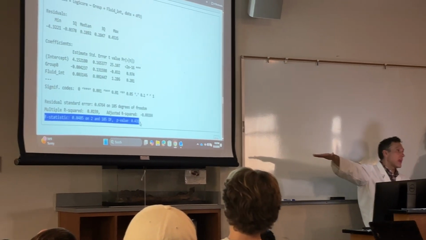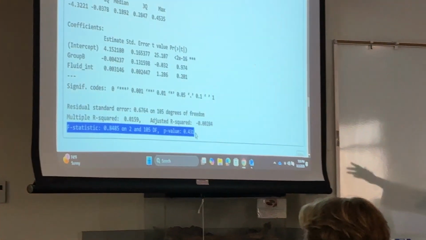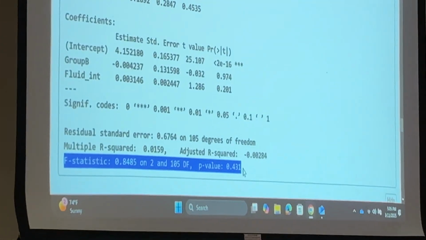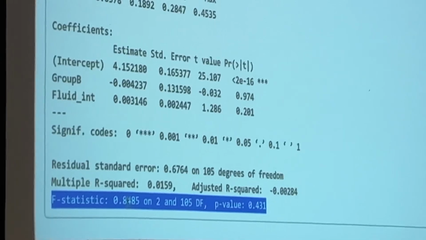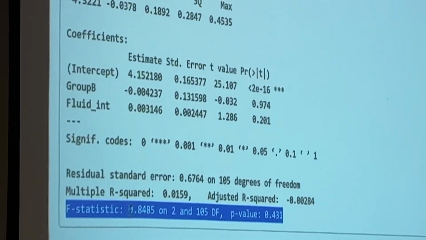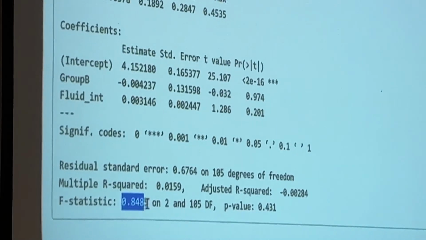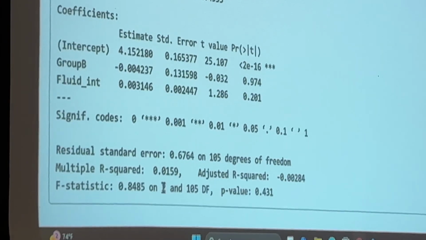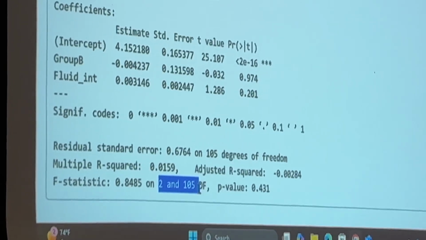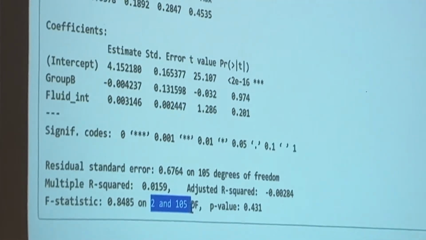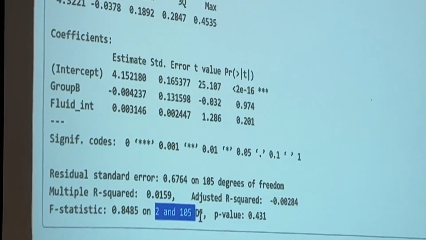Generally, I can stop there, right? But we can go on and get a little bit more useful information. So in an omnibus test, I would report my F statistic, which is this first number here. Here's my F statistic. Here's my degrees of freedom. I have 2 degrees of freedom, 2 and 105.